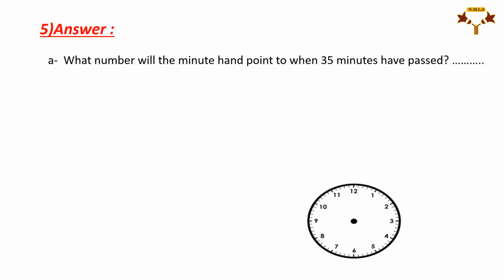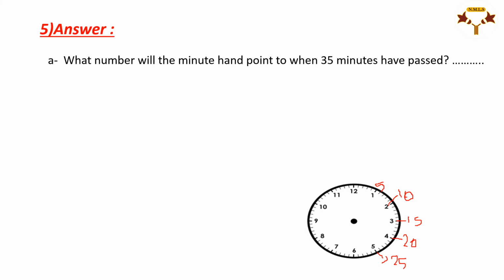Number A. What number will the minute hand point to when 35 minutes have passed? Okay, we know that we have two hands, short hand for hours and long hand for minutes. If long hand at 1, this means 5 minutes. If long hand at 2, this means 10 minutes. If long hand at 3, this means 15 minutes. If long hand at 4, this means 20 minutes, okay? And if long hand at 5, this means 25 minutes, okay? And so on.